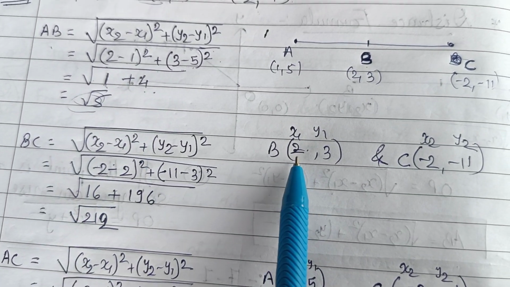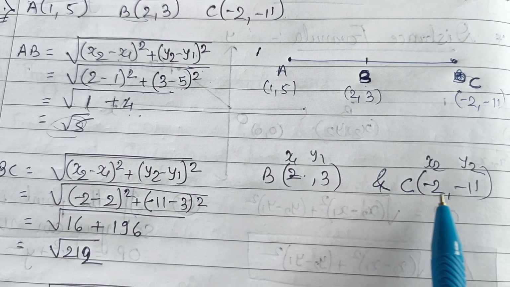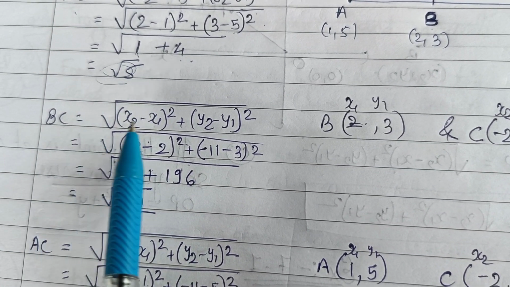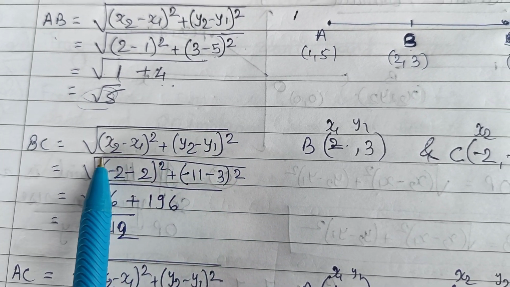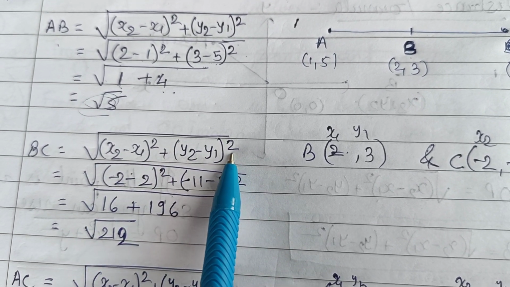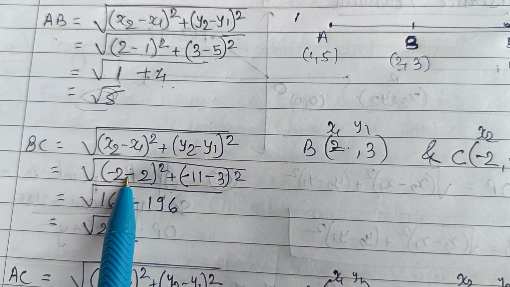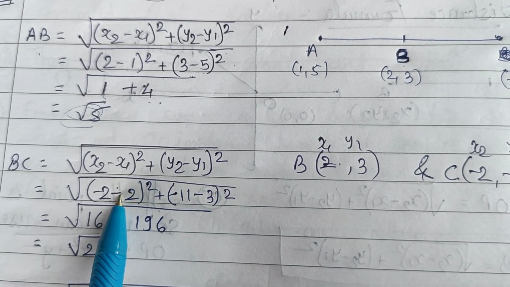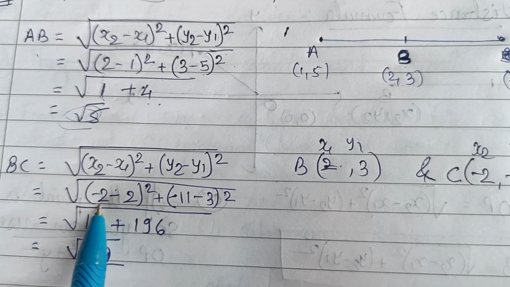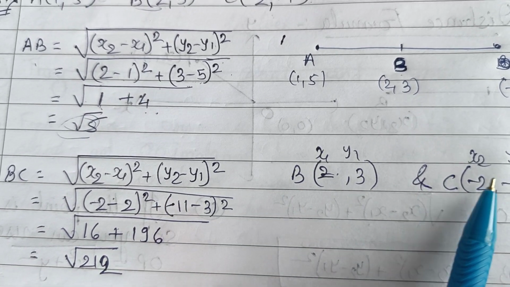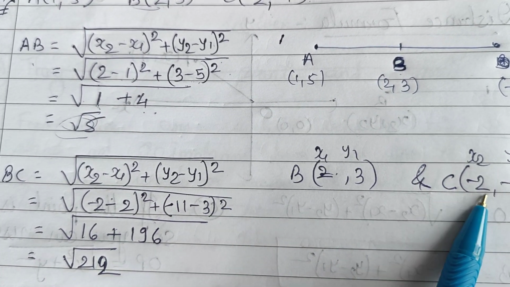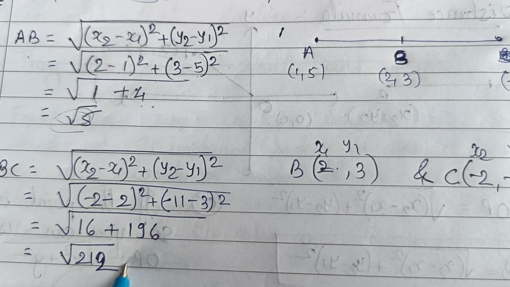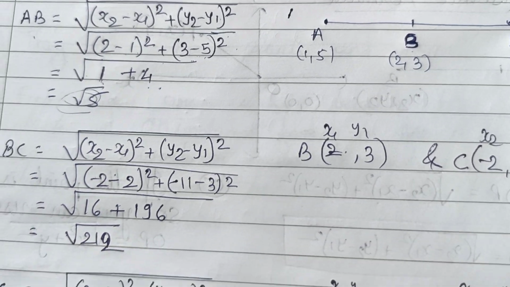For point B, you will have 2, 3 as x1, y1, and for point C, you will have -2, -11 as x2, y2. To find the distance between them, use the same formula: (x2 minus x1) the whole square plus (y2 minus y1) the whole square. This is (-2 minus 2), so -4 the whole square, plus (-11 minus 3) the whole square. When you solve, we will get the answer root 212 for BC.